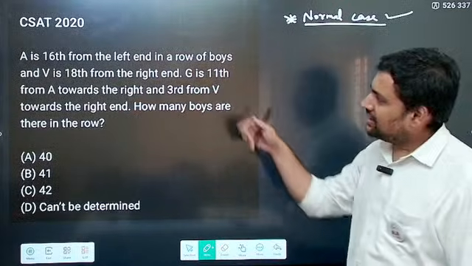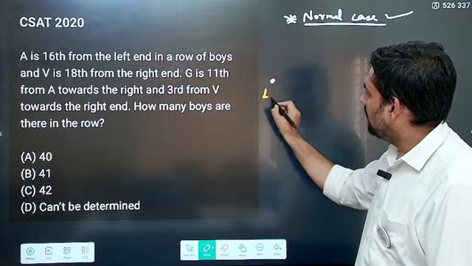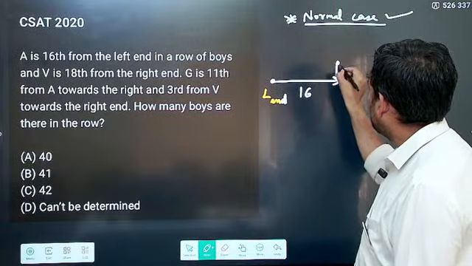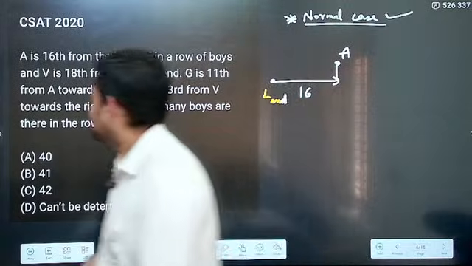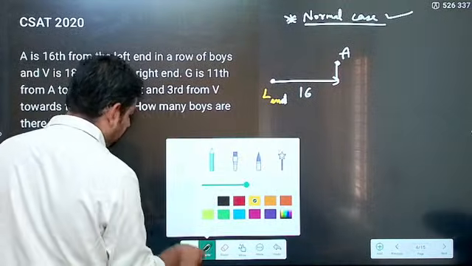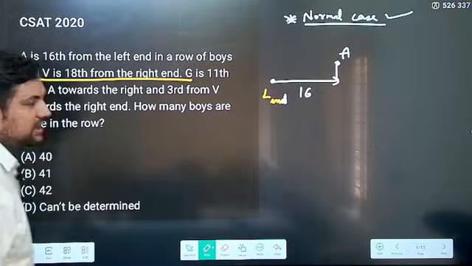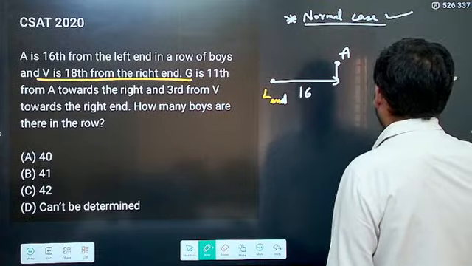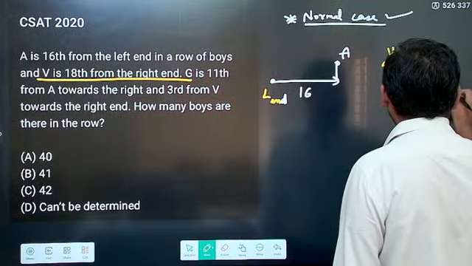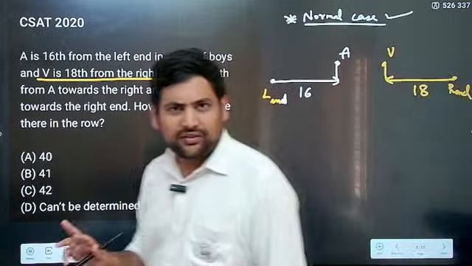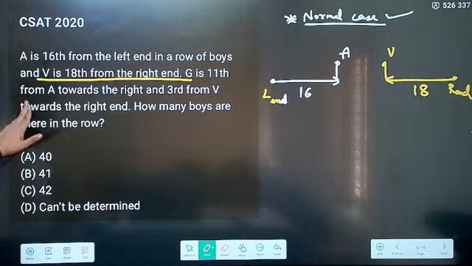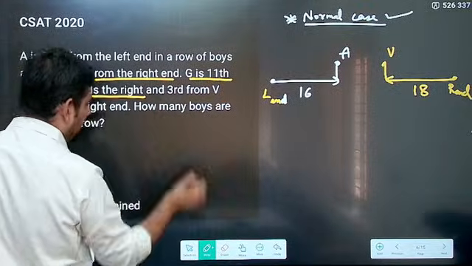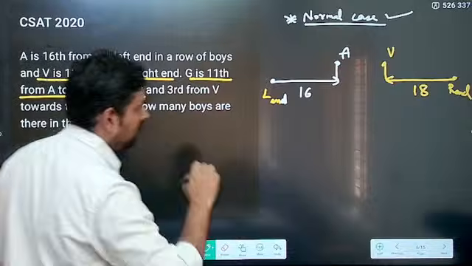Okay, then A is 16th from the left end. So this is the left end, correct? Now A is 16th. So this is A. Fine. Then the next part says that V is 18th from the right end. As I told you, first we draw the normal diagram only. So this is V. V is 18th from the right end. Correct? Now look for G. G is 11th from A towards the right.